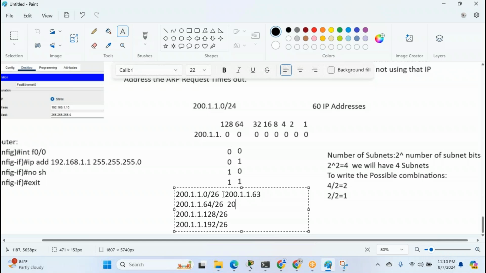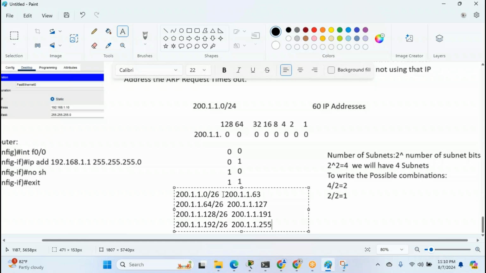The second network's broadcast ID becomes 200.1.1.127. The next network's broadcast ID is 200.1.1.191. The next network's broadcast ID is 200.1.1.255. The last one, we know it is 255. So all these networks have 62 IP addresses. In the first one, network ID 0, broadcast ID 63. So IP addresses are from 1 to 62.